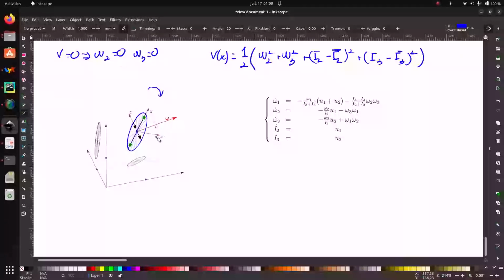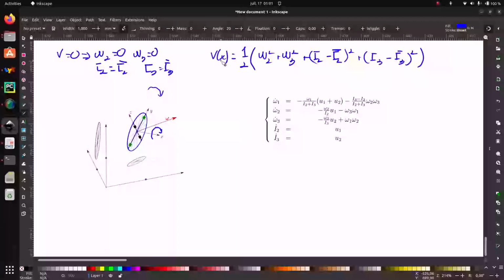So it means that I will rotate around the first axis, around x. And moreover, when v is equal to 0, I will have I2 equal I2 bar and I3 equal I3 bar. So it means that the masses will come back to the nominal value. So when v of x is equal to 0, I will be happy, and the control will try to minimize the objective function, v of x.